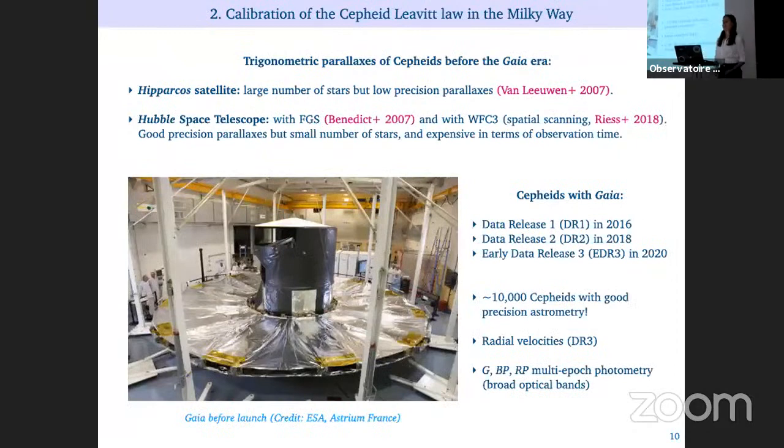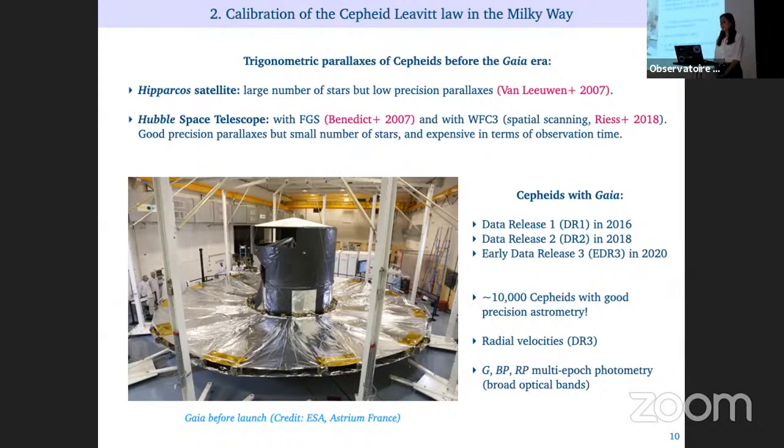But now we have Gaia. Gaia data were published in several data releases. The first one in 2018. The second one when I started my PhD. And the early data release 3 was published in December of 2020.